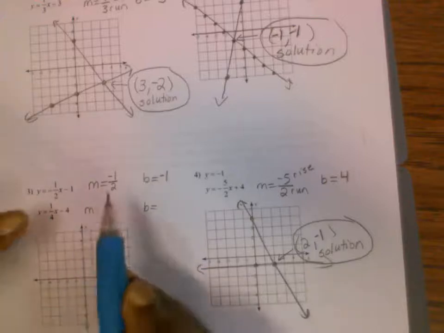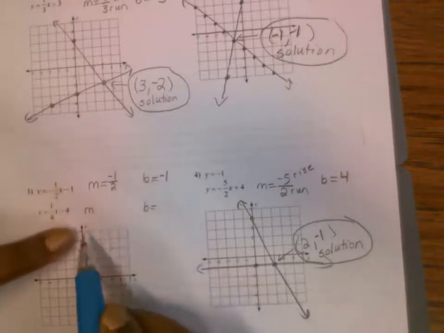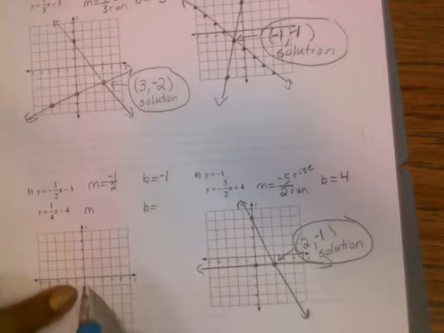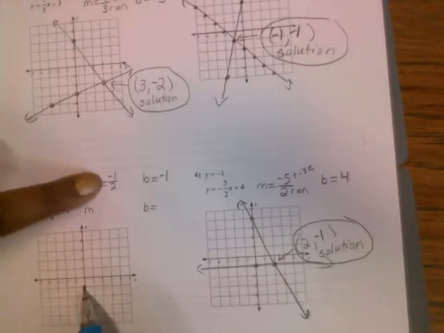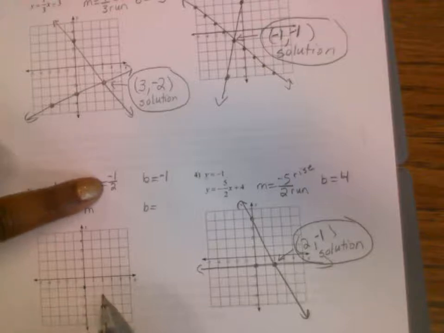For the second equation, don't forget to graph it. Find your B on the y-axis. B on the y-axis here is at -1. Okay. From here, I use the slope. Down 1 to the right 2. Down 1 to the right 2. Down 1, right 2. I'm out of space.